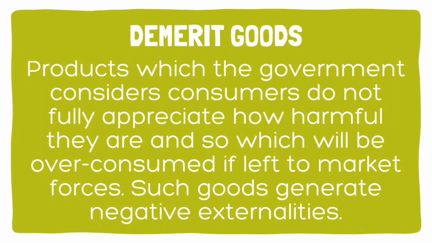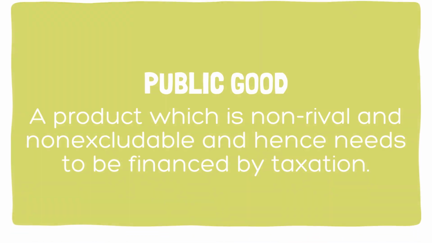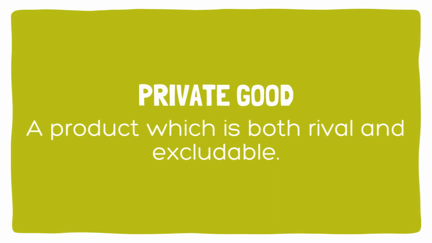Demerit goods are products which the government considers consumers do not fully appreciate how harmful they are, and therefore such goods will be overconsumed if left to market forces. These goods generate negative externalities. Public good is a product which is non-rival and non-excludable, and therefore needs to be financed by taxation. Private good is a product which is both rival and excludable.